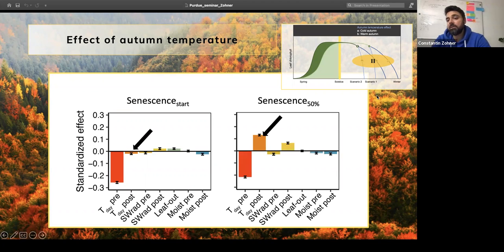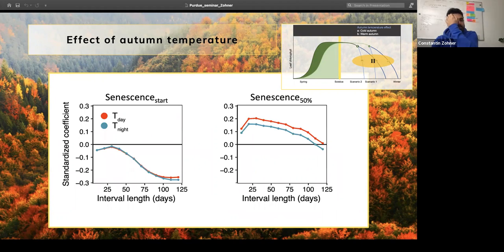Whereas the later stages of senescence were much more strongly correlated with autumn temperature. We see this expected positive correlation: if it's warm in autumn, this delays the whole senescence progression, and therefore the later stages of senescence will happen later.